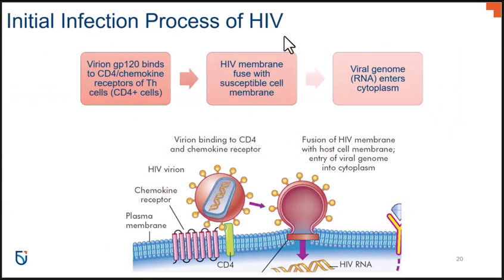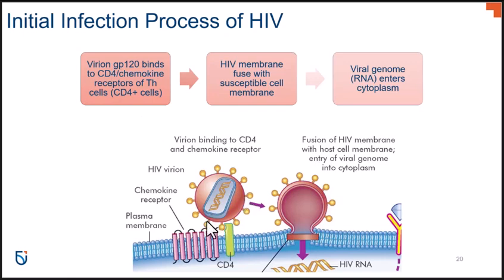We're going to look at the initial infection process of HIV. This here is the HIV virion, and this here is the plasma membrane of one of the normal cells in the body, specifically the CD4 positive helper T cell. You can see that the virus is going to attach to a receptor on the CD4 helper T cell, and the specific spot that it's bound to on the HIV is the GP120 that we spoke about earlier.